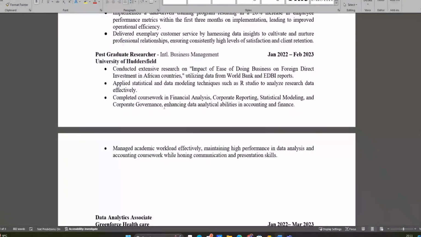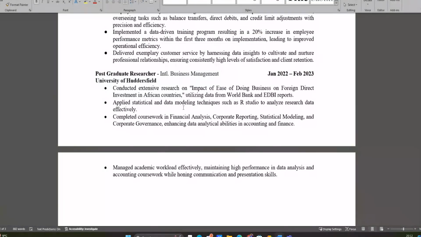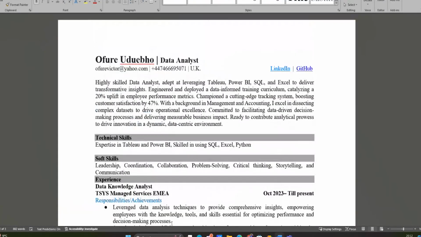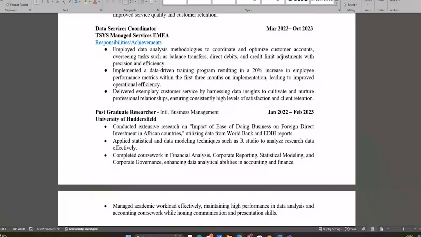Do you get that? You needed to conduct extensive research on the impact of ease of doing business on foreign direct investment in African countries. This is a master's thesis, like research, which also qualifies, because you used that Excel skill or whatever skill you used in that particular one. So again, that is a situation.